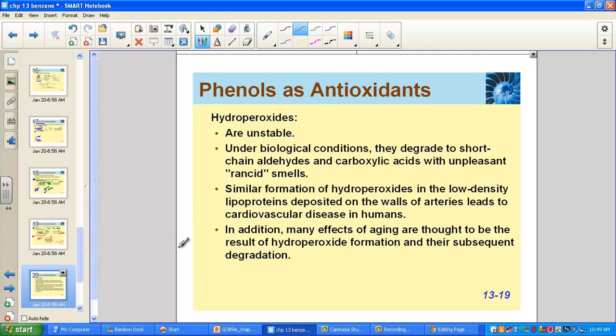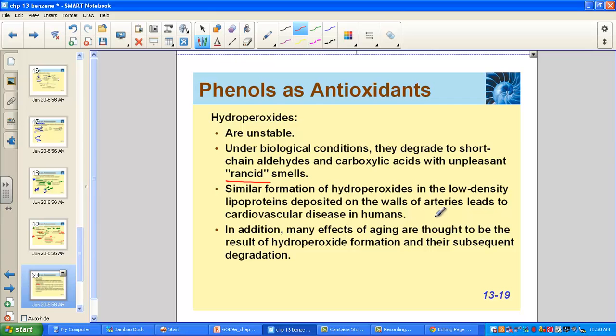Hydroperoxides themselves are very unstable, and under biological conditions they degrade to short-chain aldehydes and sometimes even carboxylic acids. They have a very characteristic unpleasant odor. If something, quote, has spoiled or become rancid, it is because of this very reaction. A hydroperoxide propagation has occurred, creating this rancid smell. Sometimes a tub of butter will become rancid as those fatty alkanes undergo peroxide propagation.